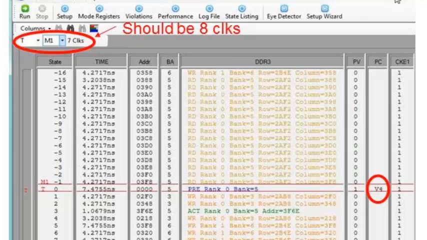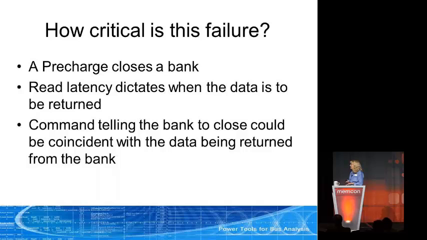So you might say, well, why is this a problem? So what, it's a read too close to a precharge. Well, how critical is this? A precharge closes a bank, and read latencies dictate when the data is to be returned. So a command telling the bank to close could be coincident with the data being returned from that bank. Maybe this occurs 100 times a minute, thousands of times an hour, millions of times over the course of a week. Could these types of protocol violations, occurring so frequently over time, statistically end up corrupting the read data coming back? That is the hypothesis, and that is what we are starting to find out in the industry. We've had this tool out for 18 months, and we're now able to see all of these violations simultaneously.